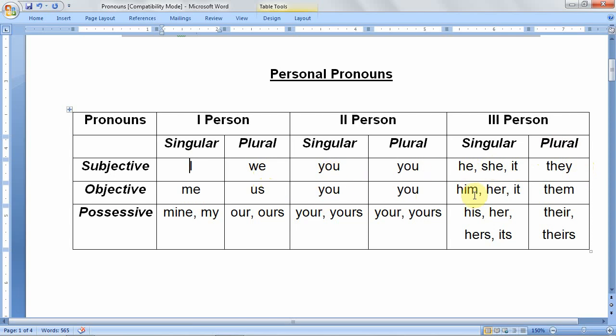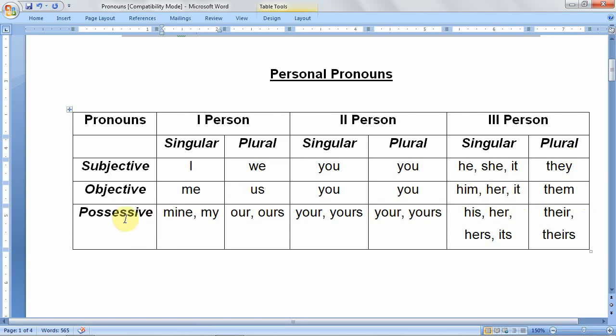Objective case. First person singular, I converts into me, we converts into us, you converts into you only, he converts into him. You need to just mug it up, keep it in mind. She converts into her, it remains the same, it. They converts into them. The task is done by them, the task is done by him, the task is done by her. In this way, it's a passive construction.